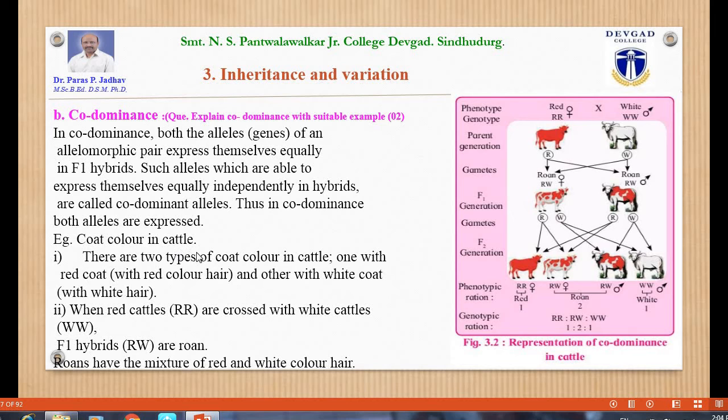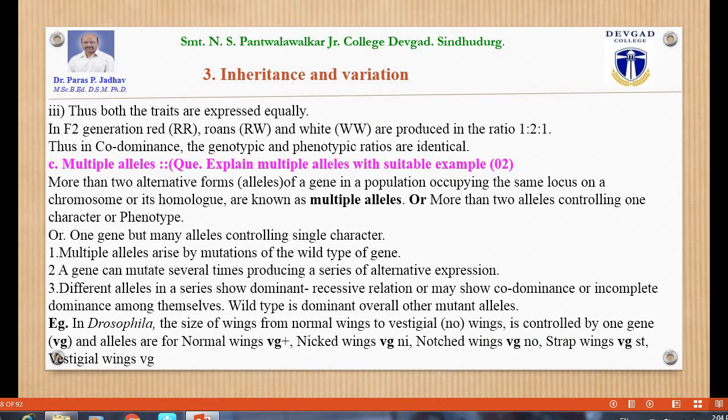So here the example is coat color in cattle. There are two types of coat color in cattle, one with red coat with red color hair and other with white coat with white hair. When red cattle with genotype capital R capital R are crossed with white cattle with genotype capital W capital W, F1 hybrid shows capital R capital W genotype and are roan. Roans have the mixture of red and white color hair. Thus, both the traits are expressed equally. In F2 generation, red with capital R capital R genotype, roan with capital R capital W genotype, and white with capital W capital W are produced in the ratio 1:2:1. Thus, in codominance, the genotypic and phenotypic ratios are identical.